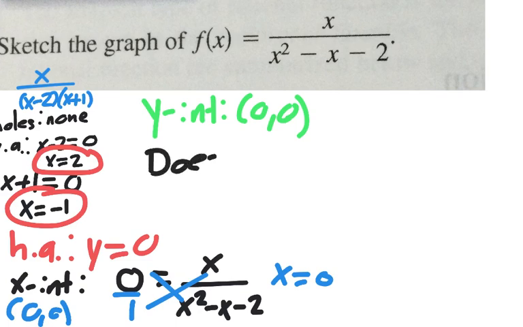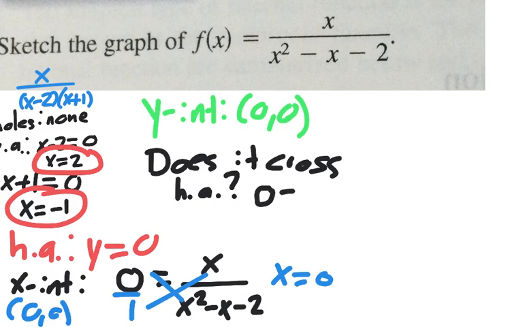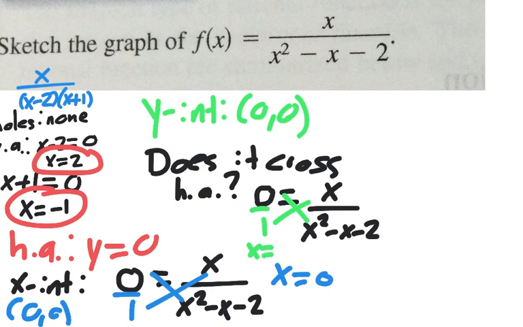And now, does it cross the horizontal asymptote? My horizontal asymptote happens when y is equal to 0. So I'm going to be looking at 0 equals... I've already done this, haven't I? I've already solved this once before. So that's going to give me x equals 0. So this time it does cross the horizontal asymptote at 0. But again, I knew that because my horizontal asymptote was on the x-axis, and because it has an x-intercept, it does cross this horizontal asymptote.